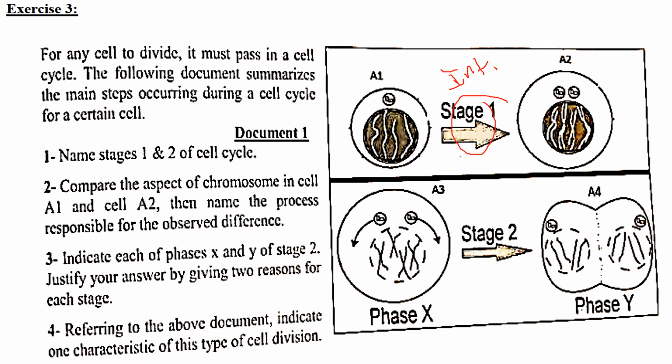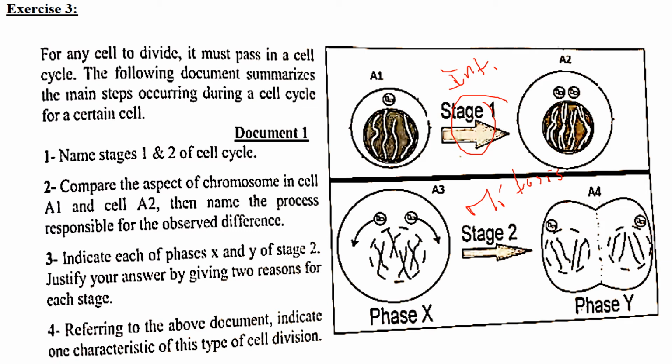Okay. Stage 2, I can see I have one daughter cell. When stage 2 finishes, I am getting two daughter cells. So stage 2 is mitosis.